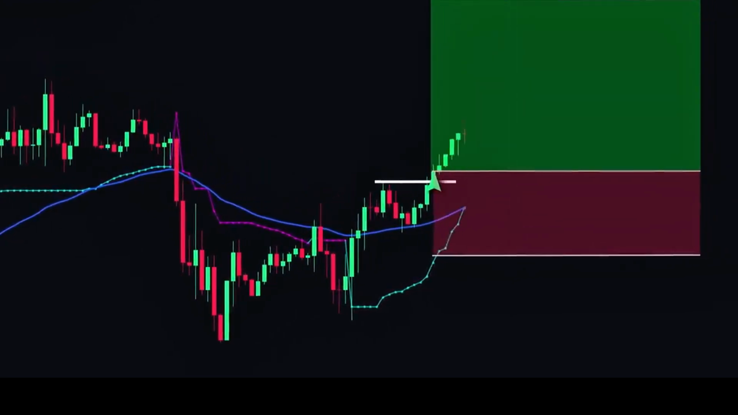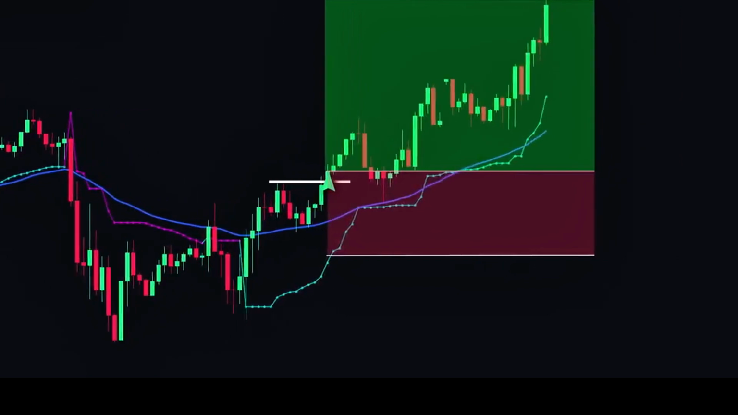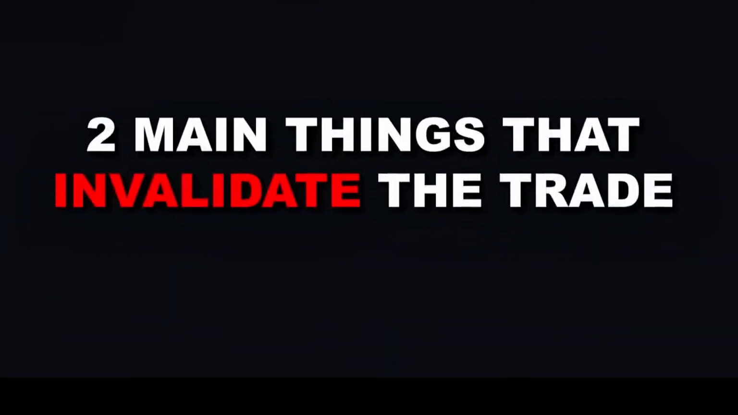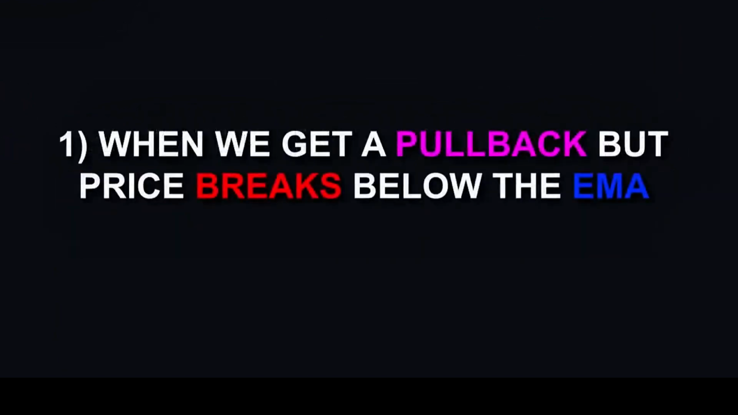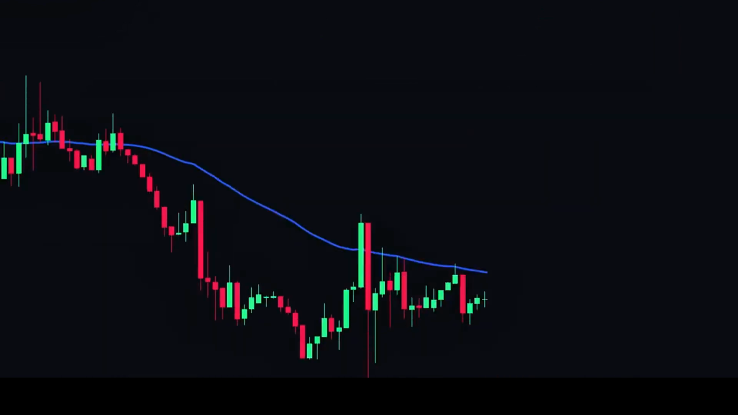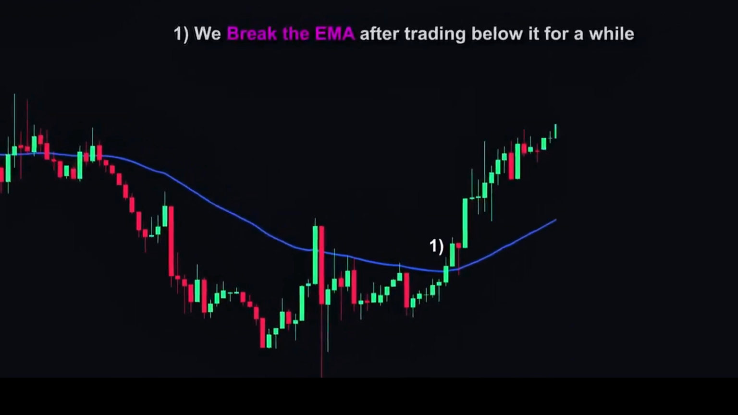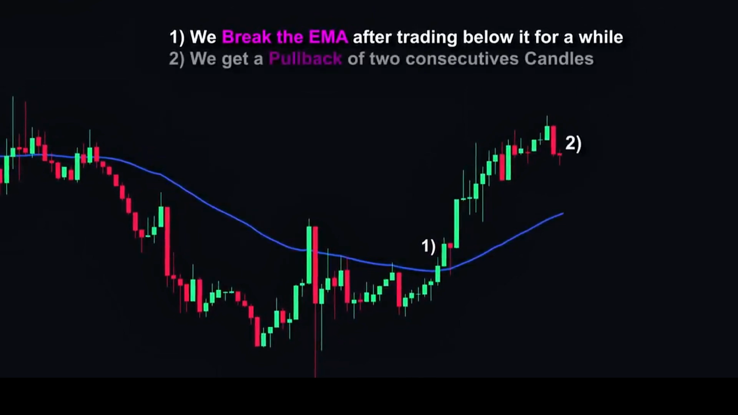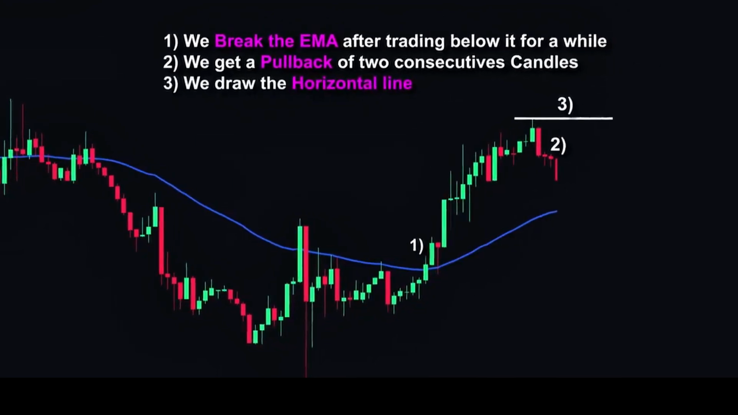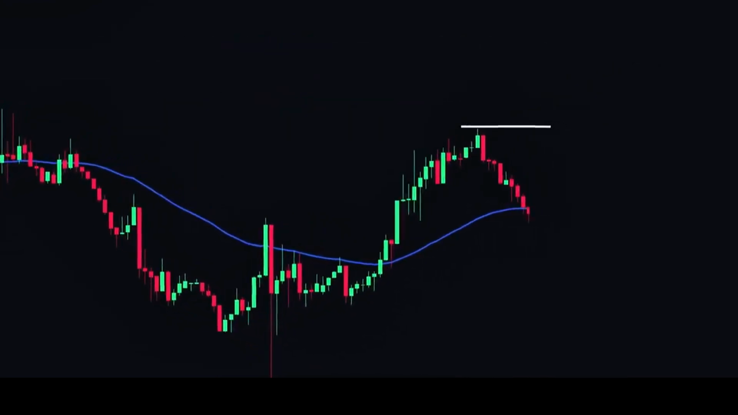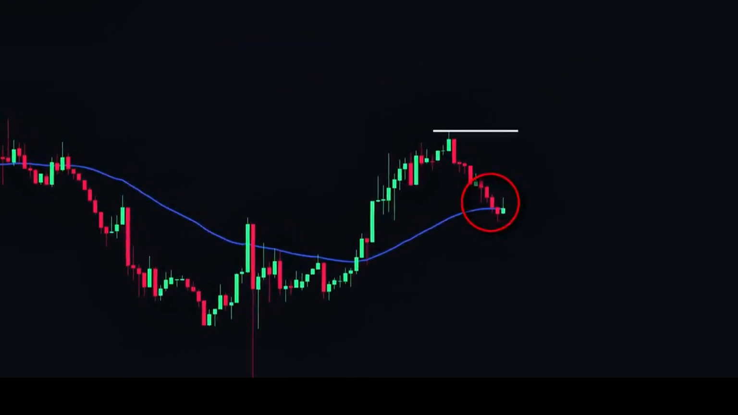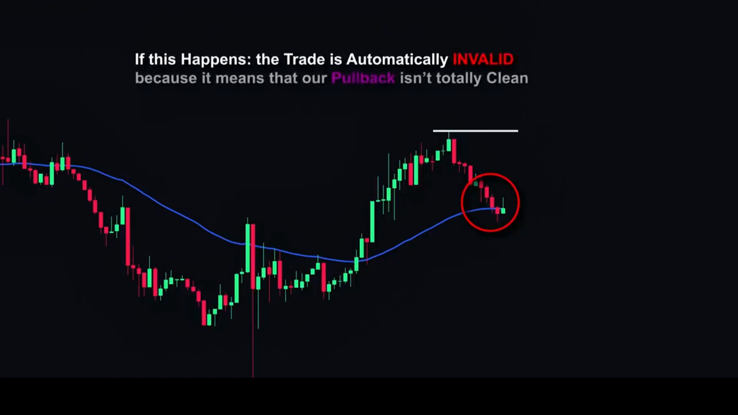Now, while the setup can look perfect, that doesn't always mean that it's a good trade. I have two main things that invalidate the trade for me. First, when we get a pullback, the price breaks below the EMA. So let's say that all the first steps in this strategy go according to plan. We break the EMA after trading below it for a while, we then get a pullback of two consecutive candles, which means we can draw the horizontal line. But then, before we managed to break that line, the pullback was too deep that it broke below the EMA. If this happens, the trade is automatically invalid because it means that our pullback isn't totally clean.